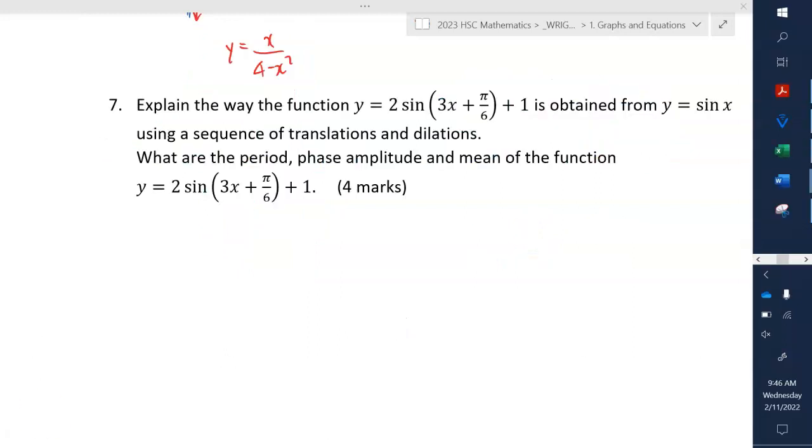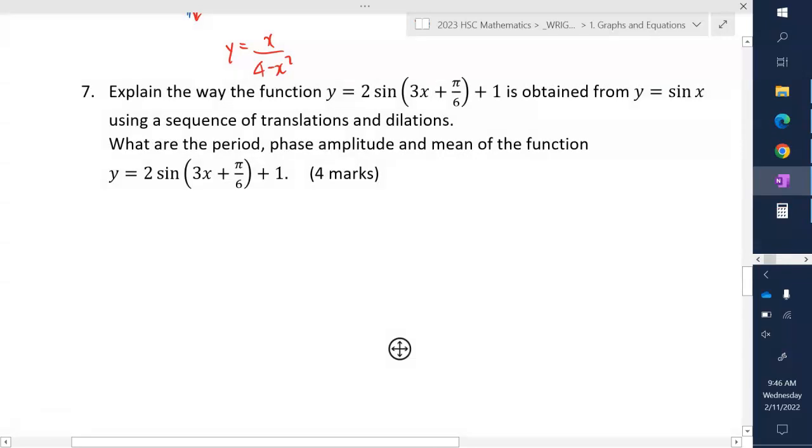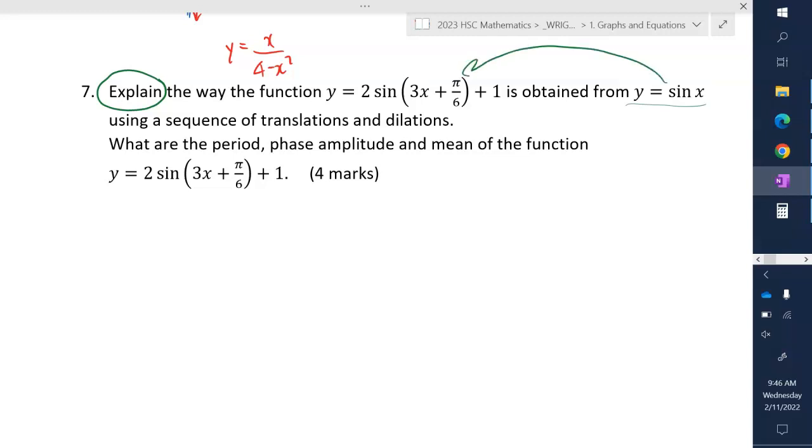Okay. Overall, you guys did pretty well on this one, but a lot of you didn't read the question. And this is our first, we only really did this in class the other day, so good work. It said explain. Explain means you need to use words. Explain the way the function y equals 2 sine(3x plus pi on 6) plus 1 is obtained from y equals sine x using a sequence of translations and dilations. So explain how I got from this to this using these.